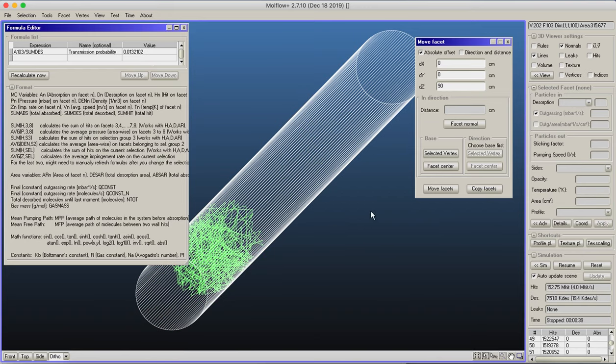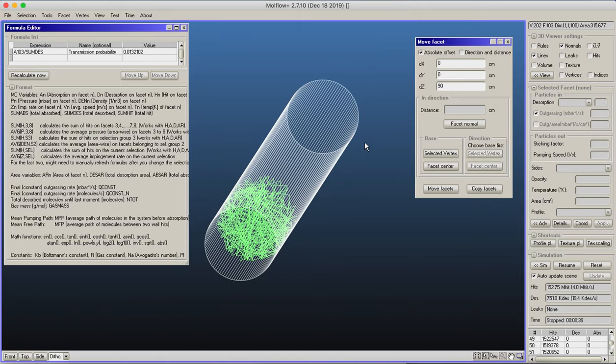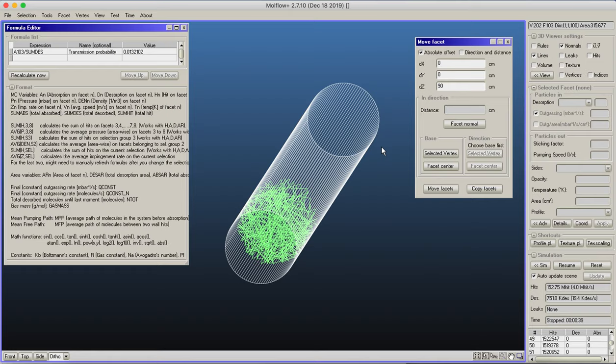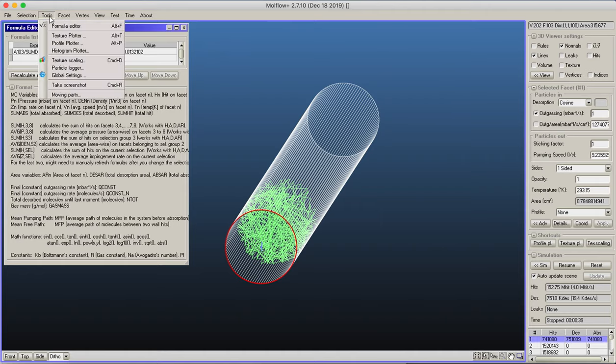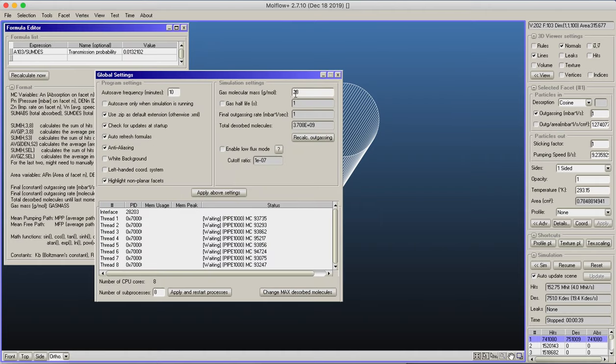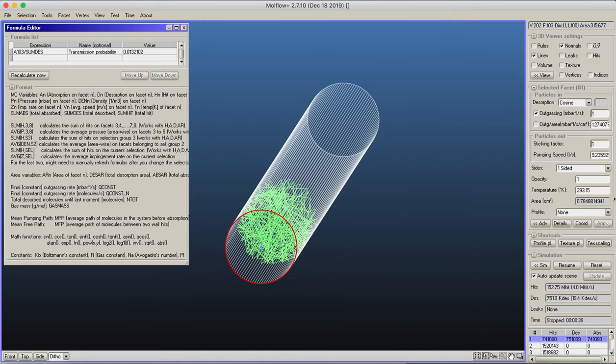All right, so at this point, we have the transmission probability. We could do a manual calculation to get the conductance. However, there is a trick in Molflow. Remember that we have put a sticking factor of 1 in the entrance and the exit. And Molflow actually knows what gas you're working with. So in the global settings, I have set a molecular mass of 28 corresponding to nitrogen or air. And the temperature is 293 Kelvin, so it's basically room temperature.